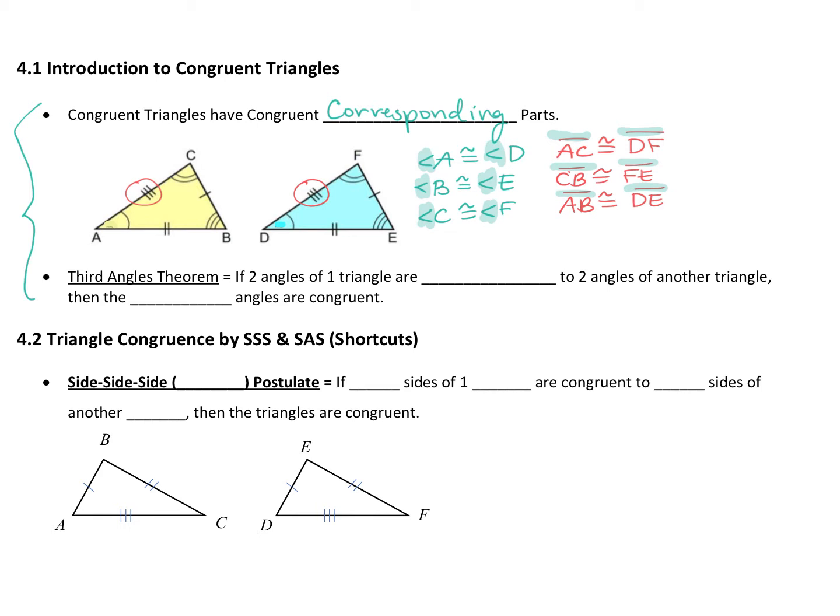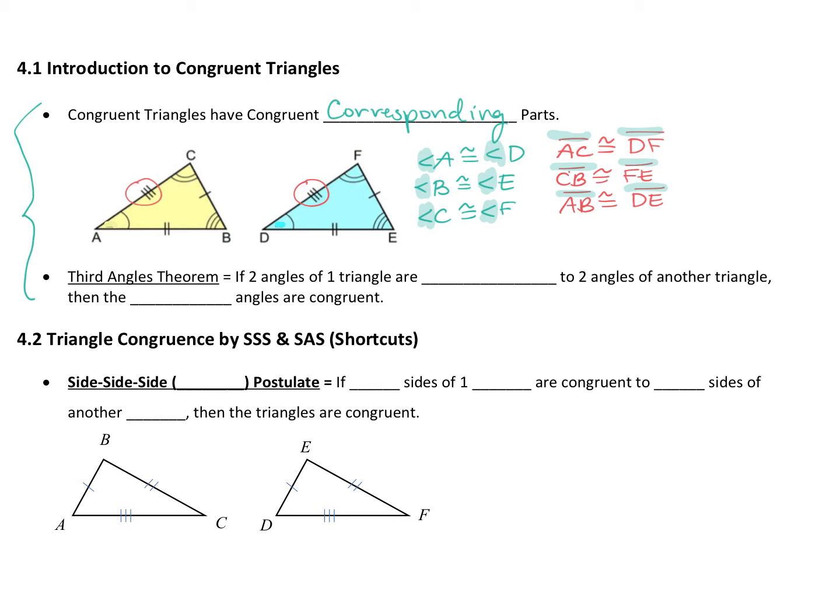Rather than you have to go through a proof and say, here's why these 2 angles are congruent, here's why these 2 angles are congruent, here's why these 2 angles are congruent, I'm going to give you shortcuts that tell you you don't have to find all 6. As long as you know a side, an angle, and a side, they'll still be congruent. So we'll go to those shortcuts in just a minute.